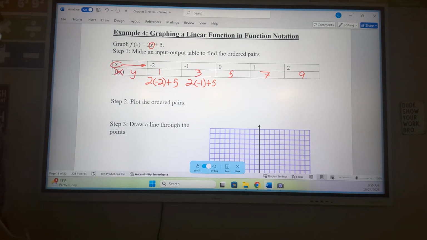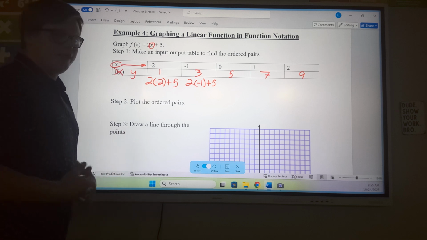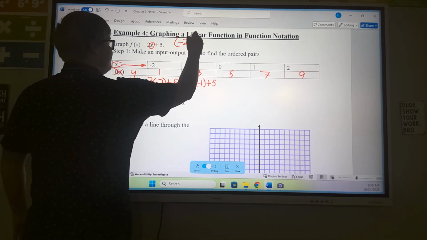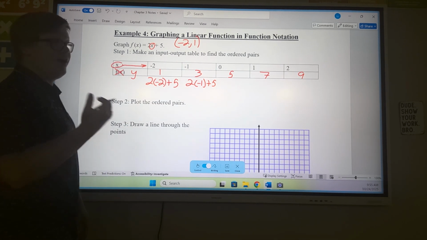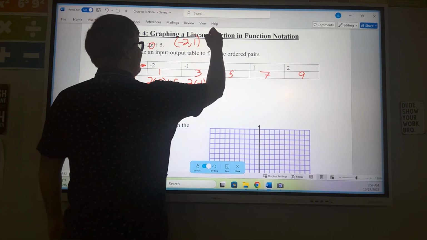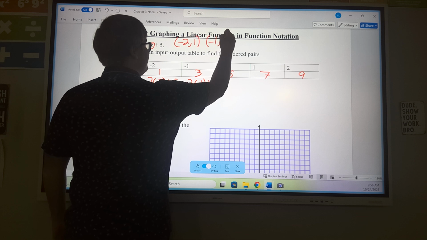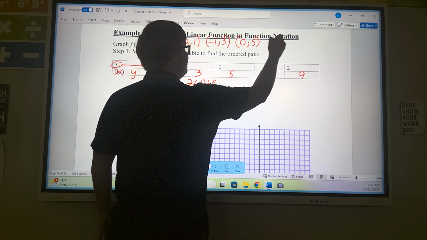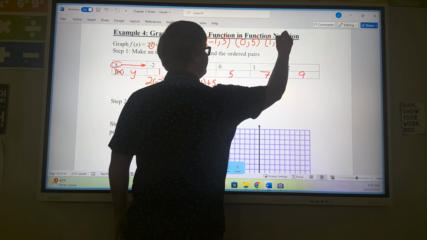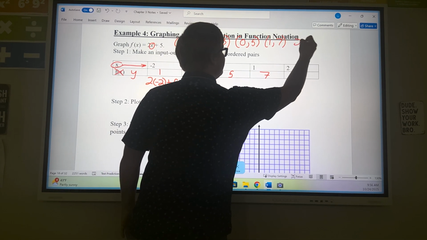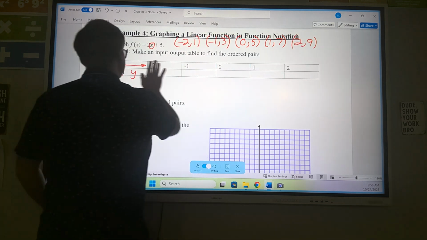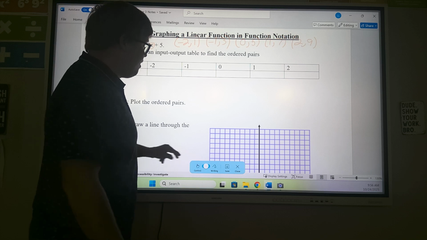I'm going to go ahead and write those up here so when I scroll down, I'll still know what the points are. So negative 2, 1, because remember, x is before y every time. We have negative 1, 3. We have 0, 5. We have 1, 7. And we have 2, 9. So now we know what the coordinates are. Let's just graph them.